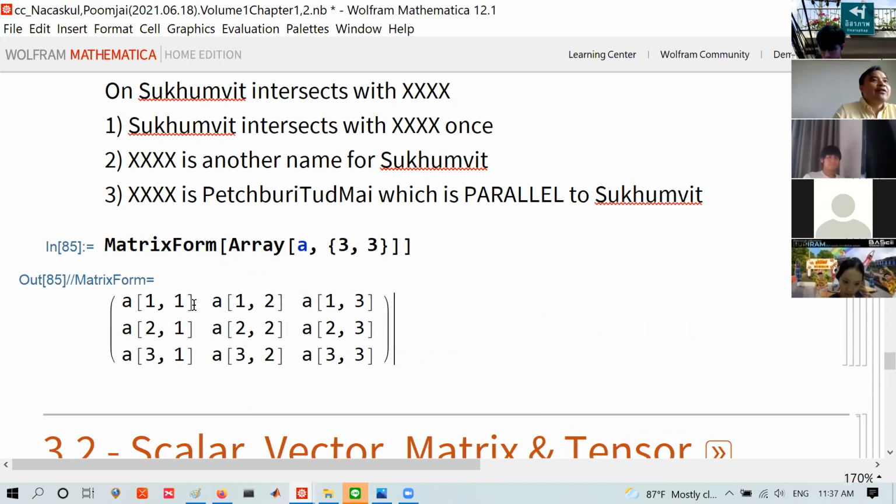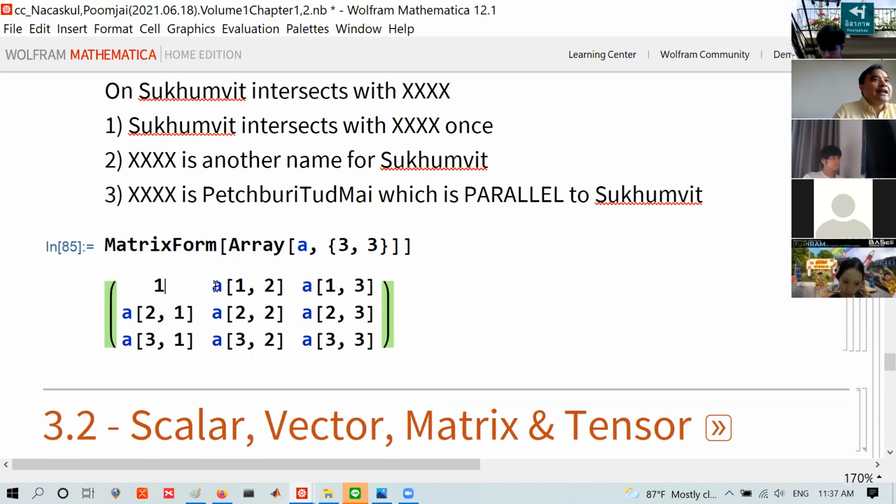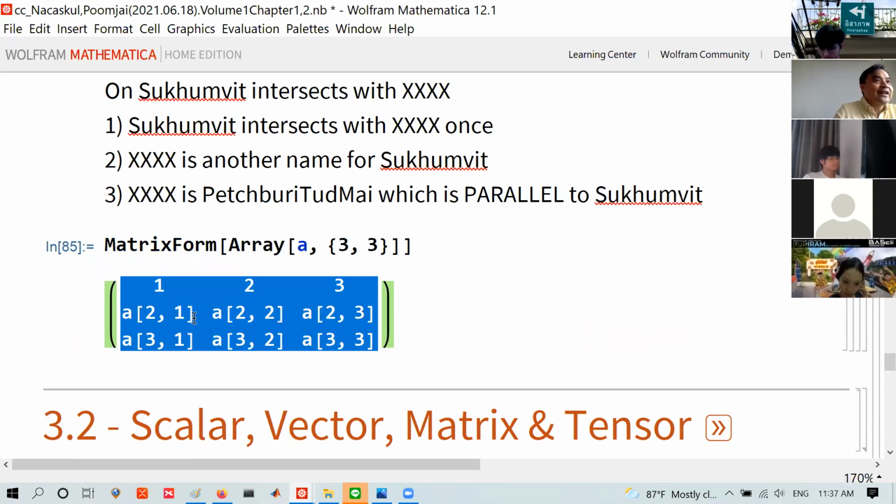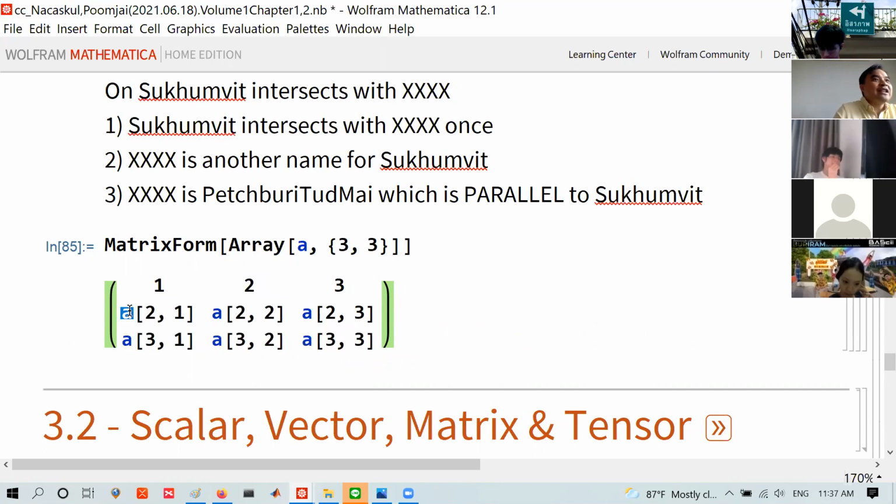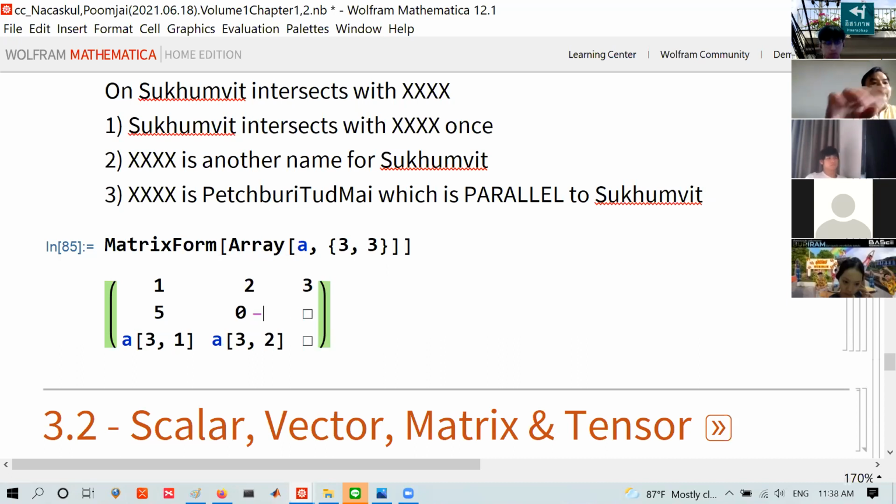Okay, now I'm going to do this. 1, 2, and 3. Okay, now again, we don't want it to be multiples of each other. So let's say 5, 0, minus 5. Okay, 5, 0, minus 5.